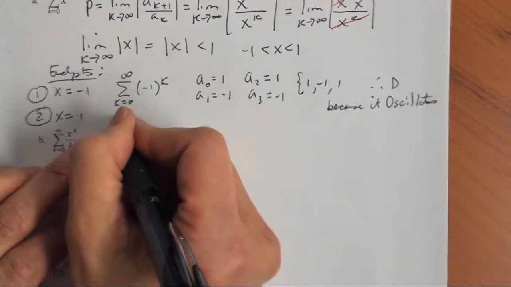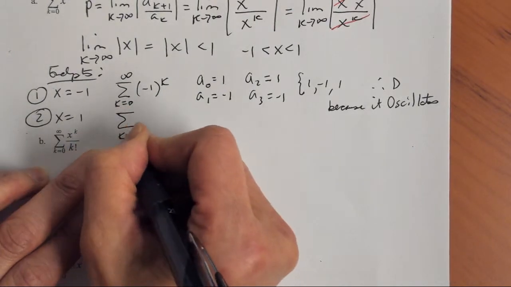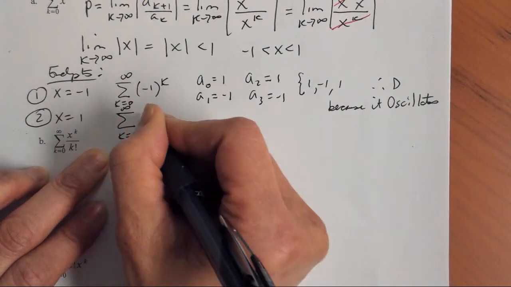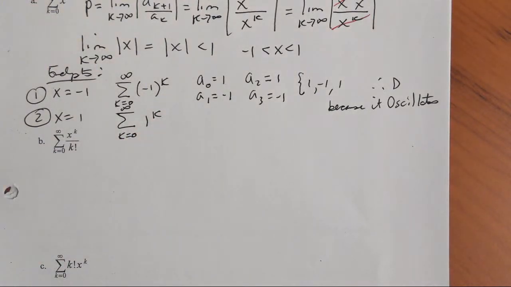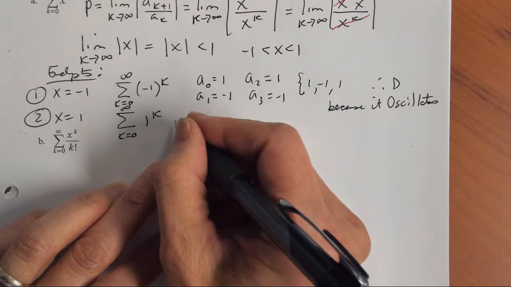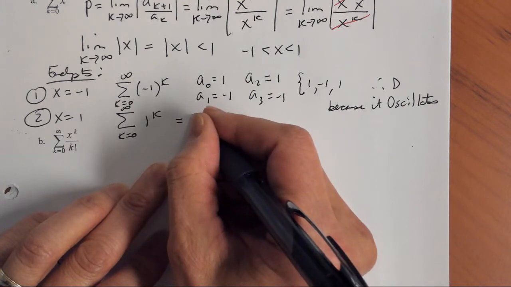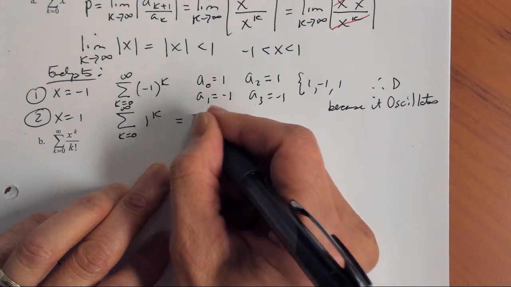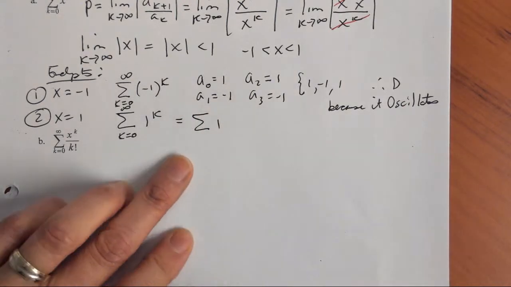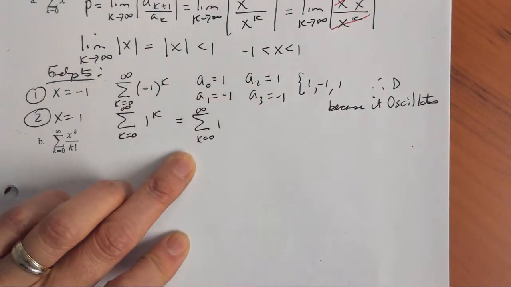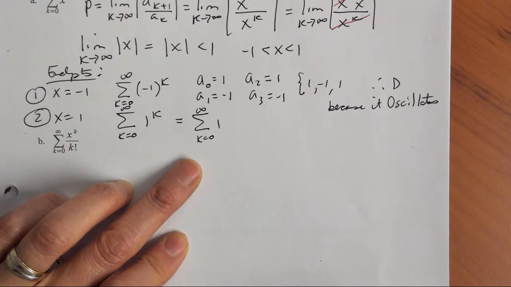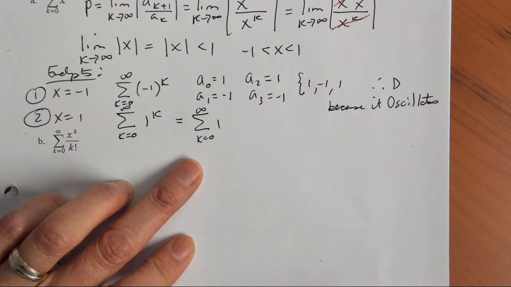All right, so if x is equal to 1, I'll be using k is equal to 0 out to infinity, and then it's going to be 1 to the k power. What is 1 to the k power? 1. So it's basically just 1. So it's what? 1, 1, 1, 1, 1. Does it converge or diverge?